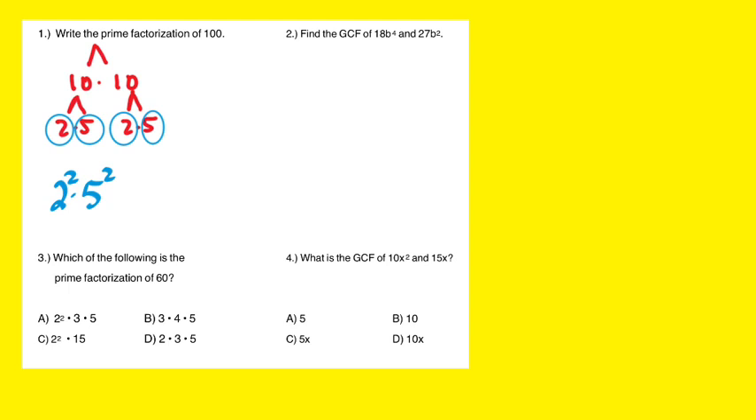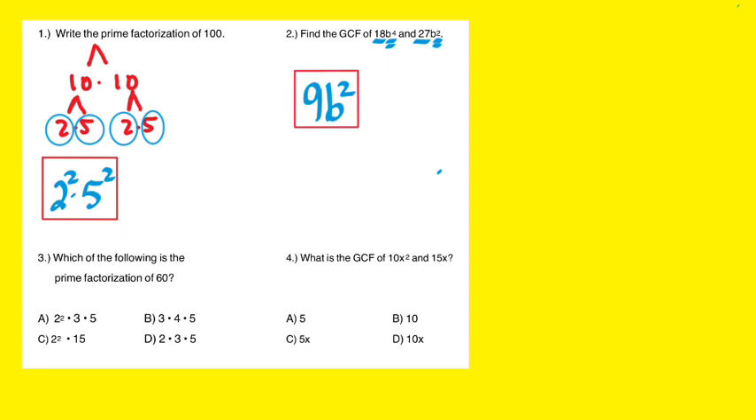And number 2, we have to do the GCF of 18b to the fourth and 27b to the second, which means that we have 9b to the second is going to be our GCF, and that's all it asks us to do. It does not ask us to factor. It just says what is the GCF. Make sure we're really answering what is the question and not just throwing in extra stuff.